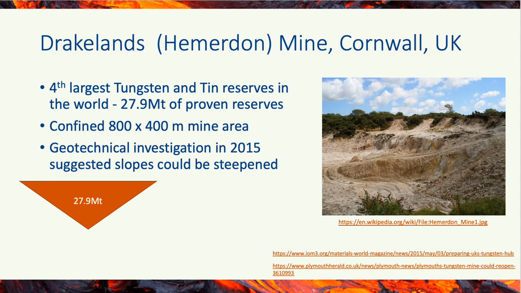As quite a nice example in the UK, down in Cornwall, about 7 or 8 miles northeast of Plymouth, is something called the Drakelands mine. It used to be known as the Hemerdon mine. And this is thought to be the 4th largest tungsten and tin reserve in the world. Back in, I think, 2011, there were 27.9 million tonnes of proven reserves in this quarry.